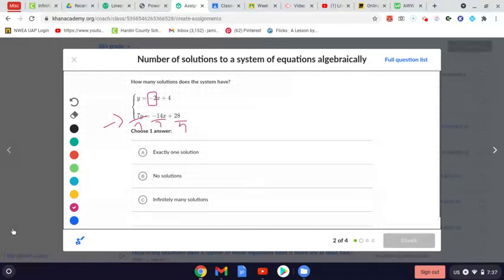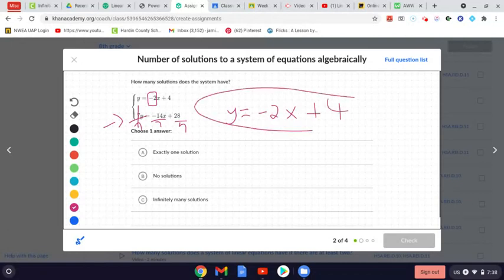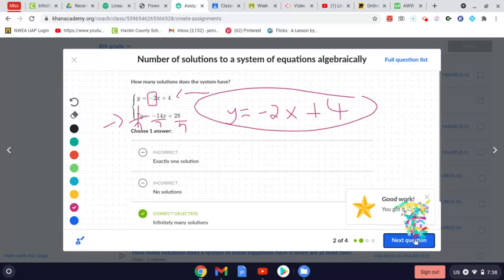And guys, this little drawing tool in here is great when it comes to Khan Academy. But anyway, these will cancel. So I'll have left over y equals negative 14 divided by 7 is negative 2, and then 28 divided by 7 is 4. And then you're like, oh, well, look at that. It's literally the exact same equation. So the slope and the y-intercept are the same. So it's infinite solutions.